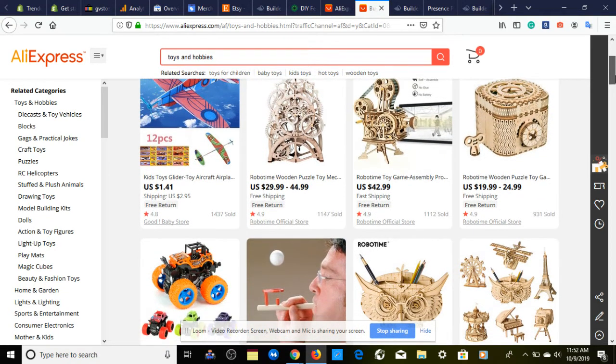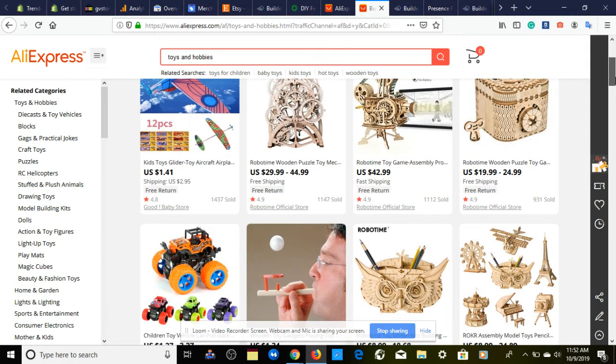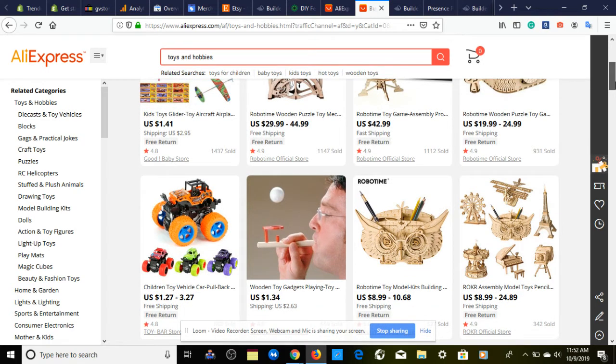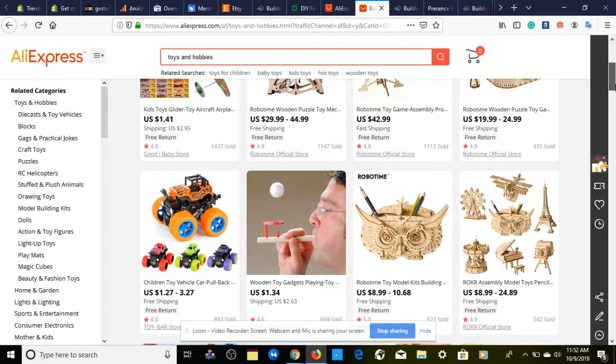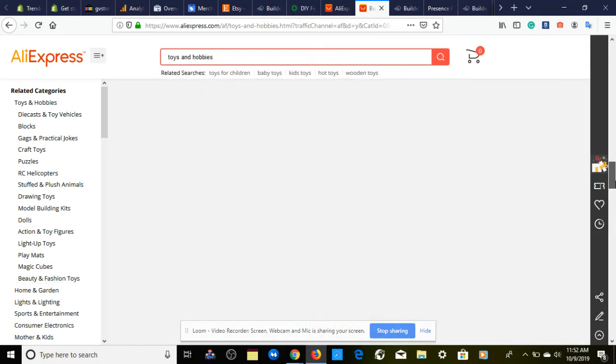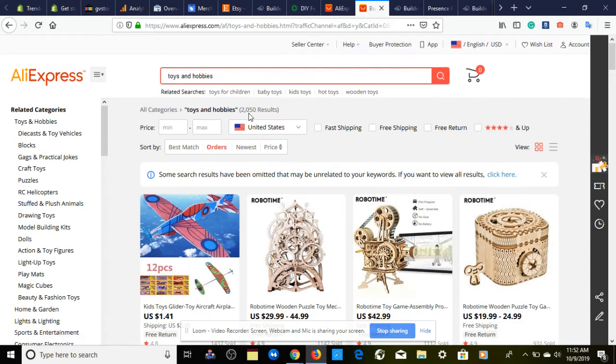Another benefit, this is an emotional type of niche on AliExpress. We can see they have new toys, nostalgia toys, different types of toys within different age groups, which gives you a mass amount of toys you can promote for your Shopify dropshipping store. As you can see, scrolling, got a nice selection, nice variation of toys. Then they also have certain sub-niches of toys and hobbies, which is toys for children, baby toys, kids toys, hot toys, wooden toys. Never heard of hot toys.